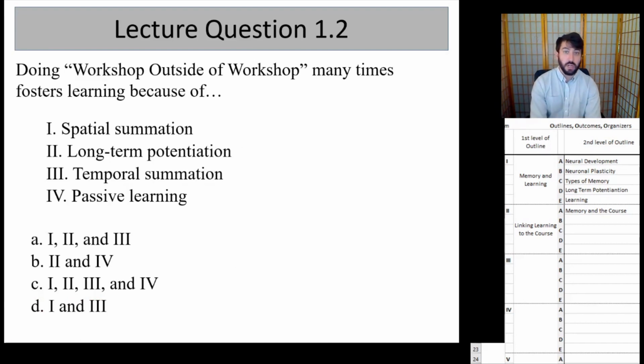Now, here's a good one. Doing workshop outside of workshop many times fosters learning because of 1, spatial summation, 2, long-term potentiation, 3, temporal summation, or 4, passive learning. So it's up to you to identify which combination of these options are correct and then select the correct answer below. In the beginning of lecture 2.1, I'll actually talk about the different options and why some were correct versus others. But like I said, that won't always be the case, so try to come up with the answer ahead of time and have a good understanding of why that's the answer.